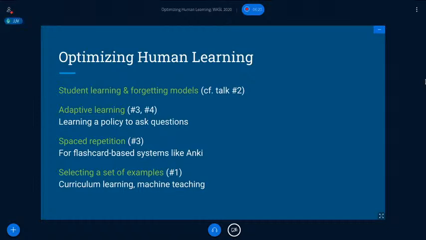It's also related to the fact that you may want to select a set of examples in order to teach a concept. So it's related to curriculum learning, where you would want to know the best sequence of exercises to show to a student to make them learn a concept. And also to machine teaching, which is a more theoretical part in machine learning, where you want to know the effect of samples on learning, which can be the learning of machines or of humans. I will give briefly a really simple example of a student learning model.